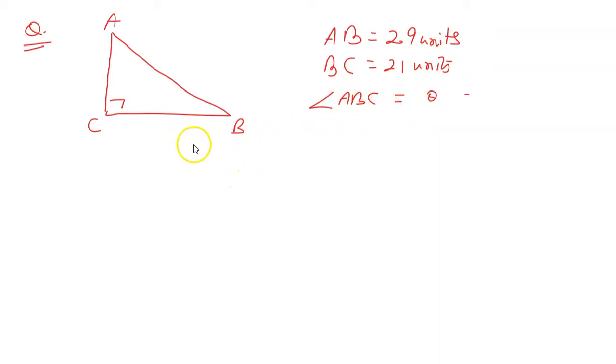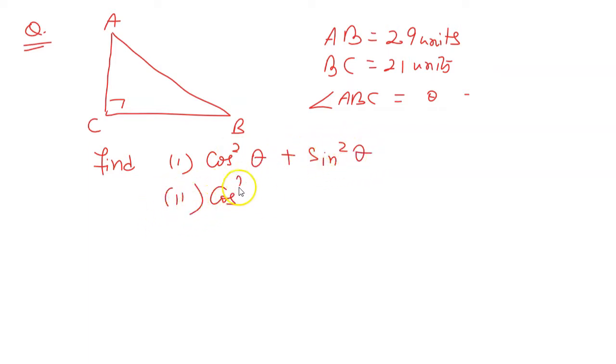We have to determine, so find number 1, cos squared theta plus sin squared theta, and number 2, you have to find cos squared theta minus sin squared theta. So everyone will do it. Pause the video and do this question. And once you are done, let us move with the solution.